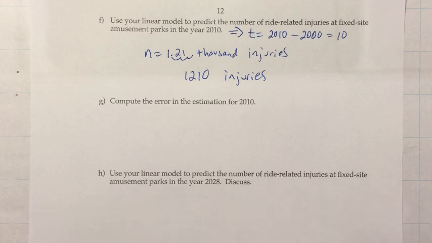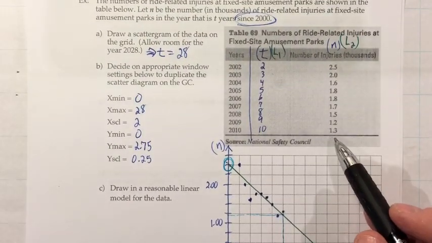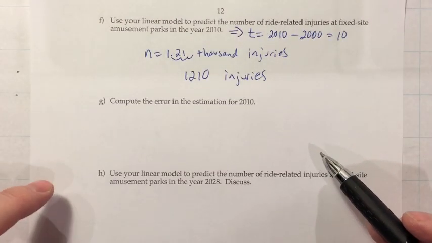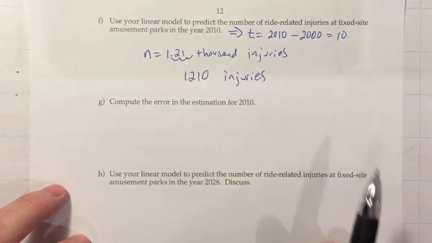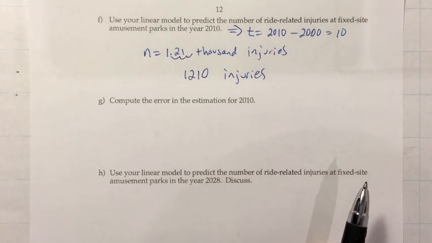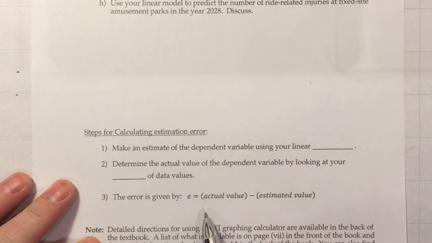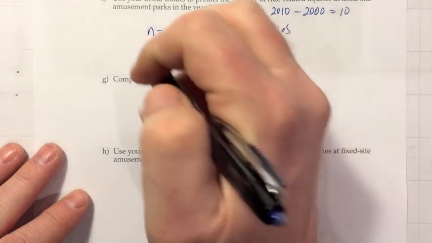So now compute the error in the estimation for 2010. So this isn't something we can normally do. However, we happen to know what it was in 2010. It was 1.3 thousand. So the difference between the 1.3, which is reality, and the 1.21, which we predicted, would be our estimation error. And if we look down the page, we'll see that when you're calculating estimation error, the order you do it in is the actual value minus the estimated value. So I'm going to do that.